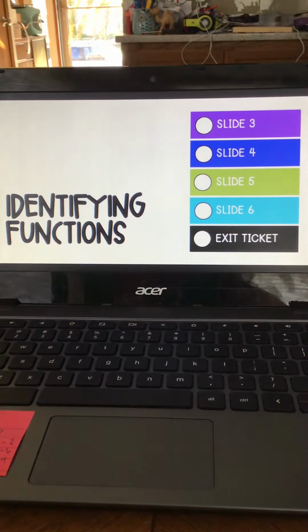Hey guys, here's the first segment, a quick overview of the information that's on slide number 5. So we're going to take a quick look at identifying functions and how to determine whether a relation is a function. All of this we've gone over last year, and all of this you did in the past. So this should just be a quick overview.